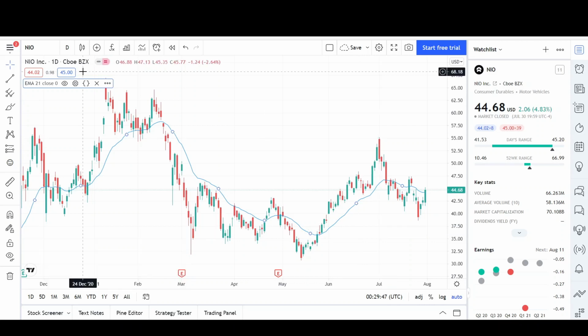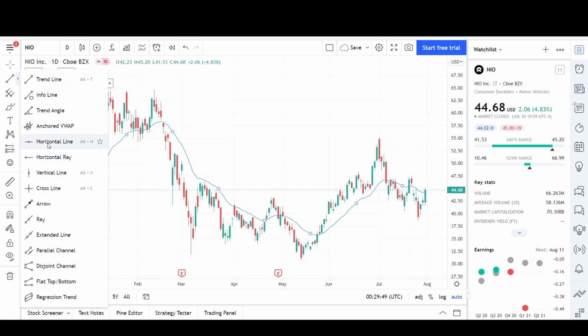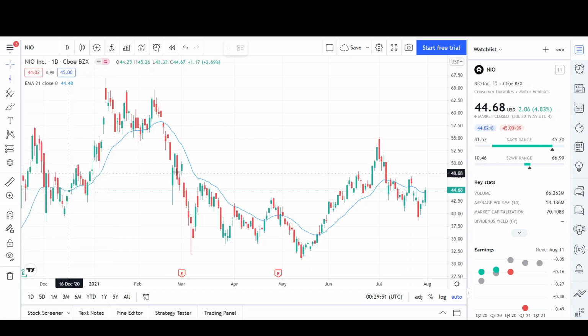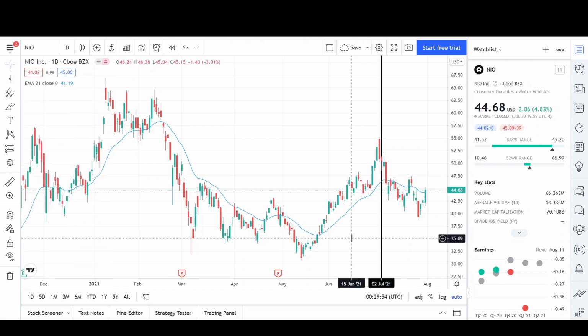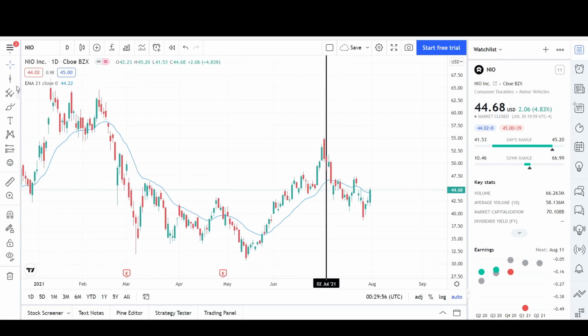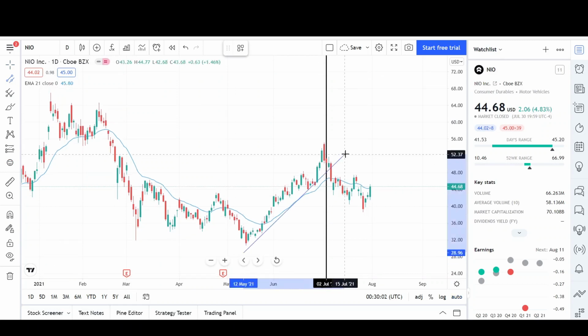So the first thing I'm going to do is put a vertical line on where I left off for this company, which was July 3rd, which is about right here. So I'm going to discuss the more recent price action since about May, because it's a good indicator of where prices will be heading next.